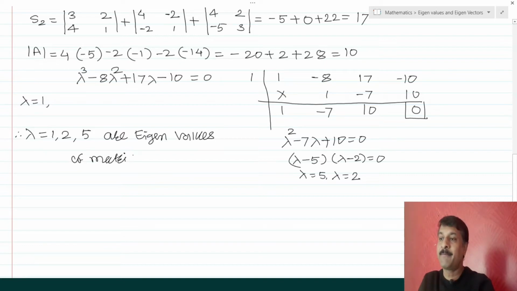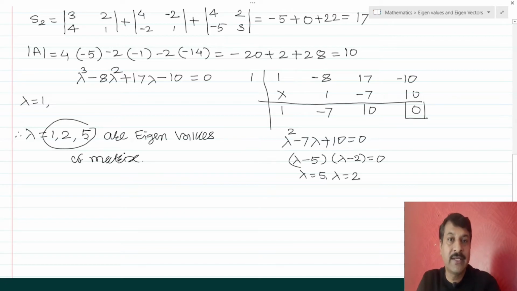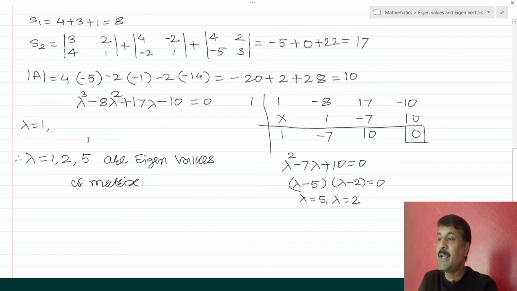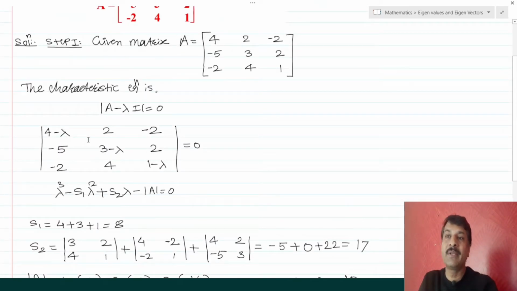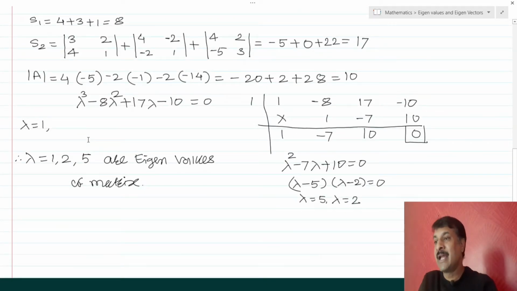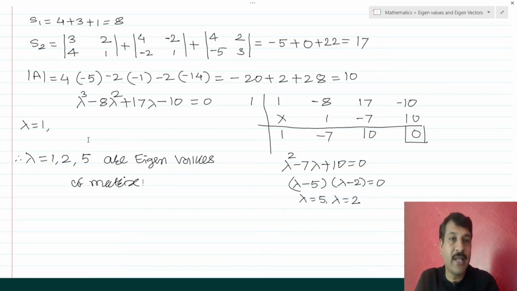Now verify. You can verify whether these values are correct or not. How? What is the addition of these eigenvalues? 1 plus 2 plus 5, it is 8, and that is nothing but the addition of the diagonal elements. So definitely the addition of the diagonal elements is 4 plus 3 plus 1, which means 8. So yes. And now the determinant equals the product of the eigenvalues. So what is the product? 5 into 2 into 1, it is 10. So determinant equals 10, which means that these eigenvalues are verified.